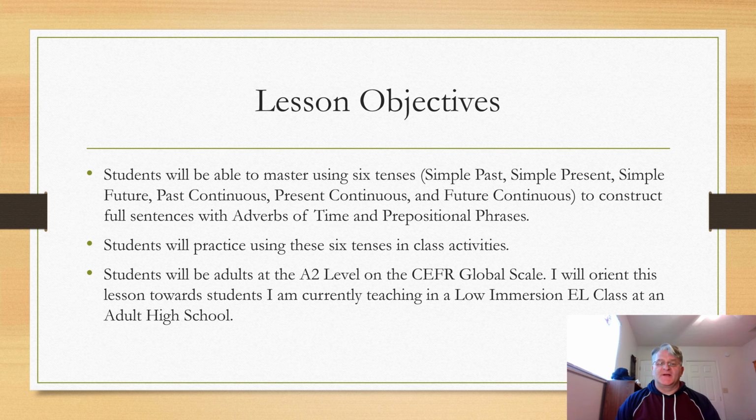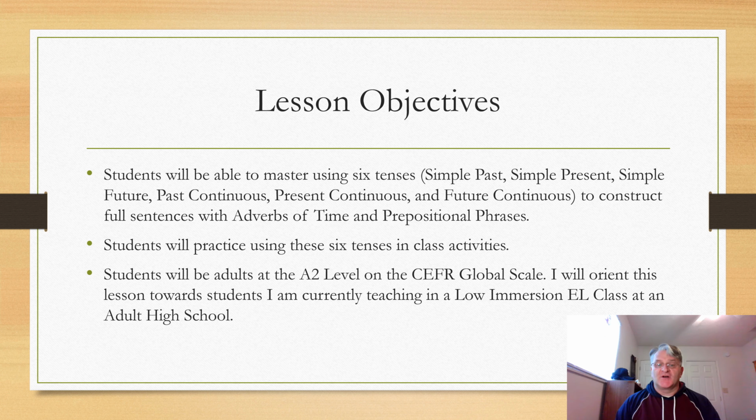The objectives for my lesson are for students to be able to master using 6 tenses. So that would be simple past, simple present, simple future, past continuous, present continuous, and future continuous. Students already have some experience using the first 3 tenses, and we will be building on that ability by introducing the past continuous, present continuous, and future continuous.